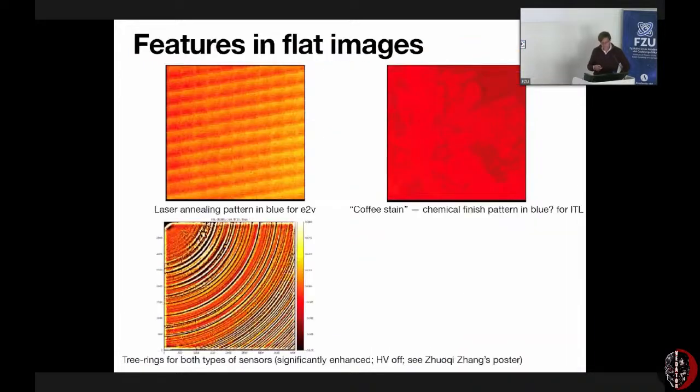All right. Now, of course, we also observed features in flat images. I already mentioned tree rings, and there also was a laser annealing pattern in the blue for E2V CCDs and coffee stains, some chemical residue, for the ITL sensors.